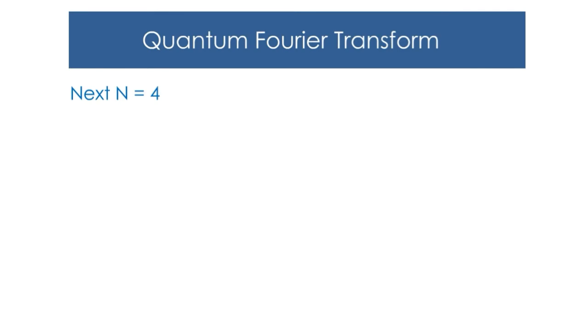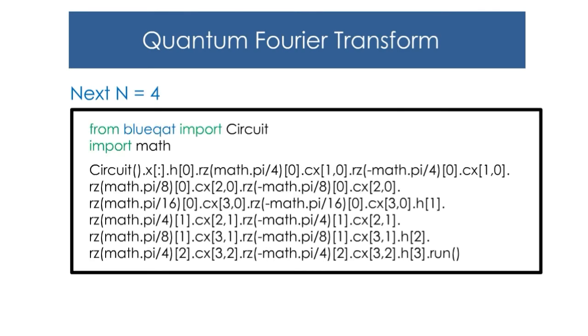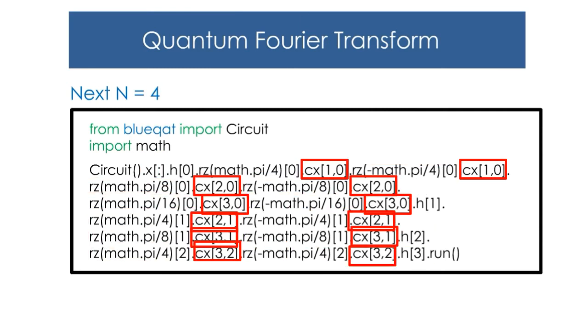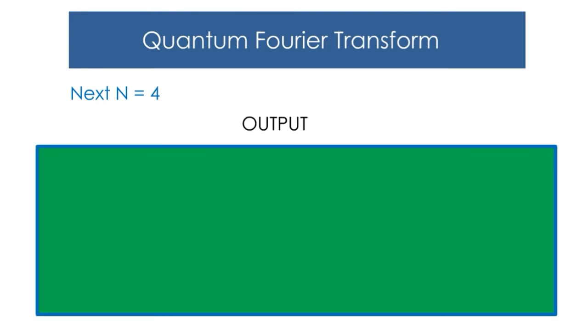Now let us see for 4 qubits, when n equals 4. As you can see in the code, first we add the X gate, then the H gate, then the rotation gate and then the CX gate. If you run this code, we will get this as our output.